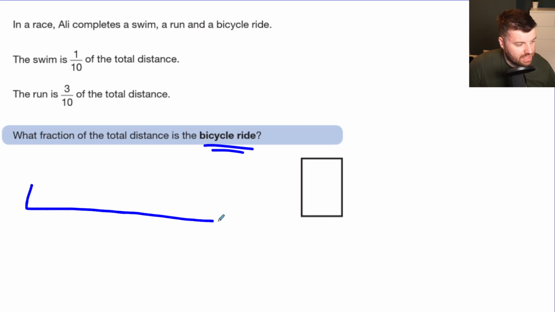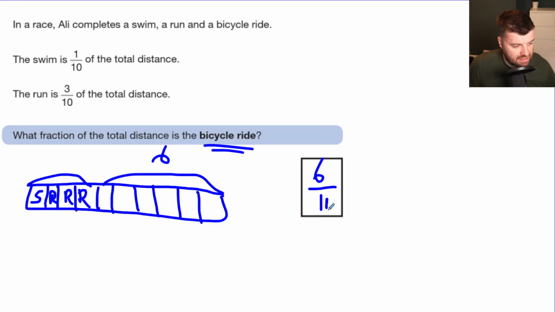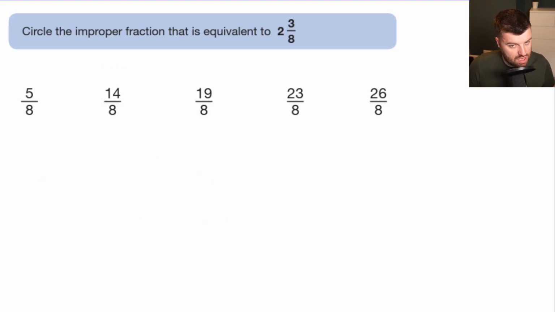So this is just a simple case of thinking that the race is split into tenths. So I'm going to do this very badly now. 3, 4, 5, 6, that should be 10 spaces there. 1/10 was the swim, so I'm going to put an S here. 3/10 was the run, so I'm going to put an R, R, R. So how many tenths are left over? Well, we've used 4 tenths up, so clearly the remaining is 6 of them. So the answer is 6 tenths for the bike ride. 4 tenths was taken up by the other stuff. 6 tenths gets you to a whole. 6 plus 4 is 10 tenths, which we know is 1.